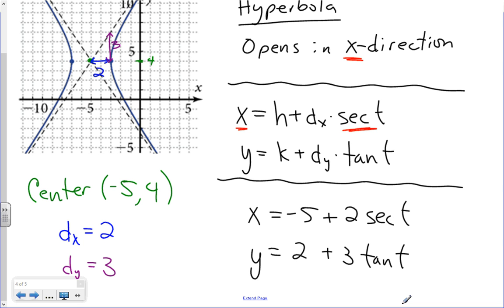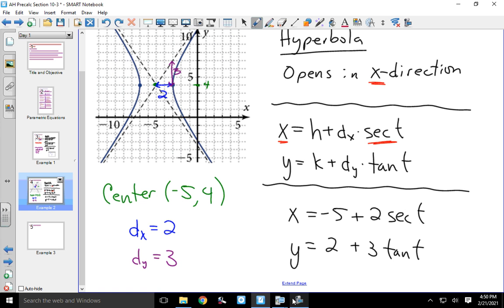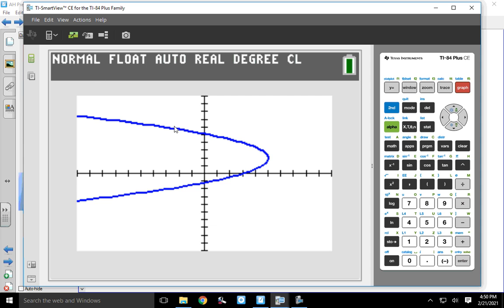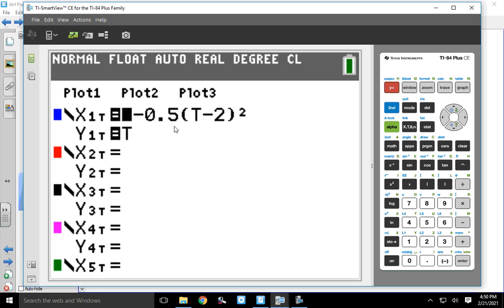We're claiming that right there should be the sketch of a hyperbola. This hyperbola we see right there on the screen. Let's see if in fact that is the case. Grab your calculator. And let's go to our y equals menu. And let's put in our equations here. So this time we've got negative 5 plus 2, and it's secant. Secant, remember, is the reciprocal of cosine, so it's divided by the cosine of t. And then for y, it was 4 plus 3 times the tangent of t.